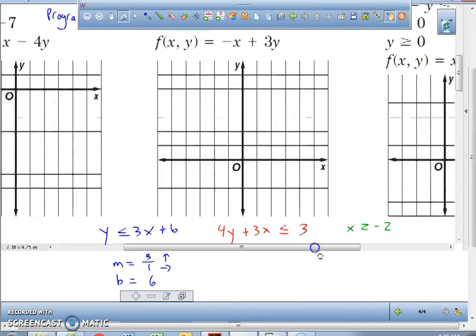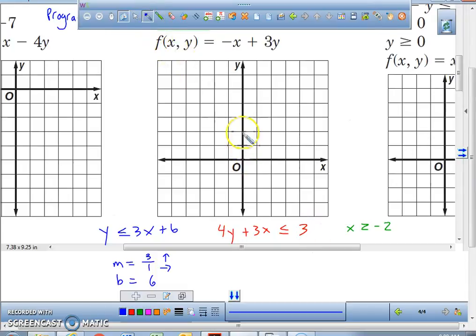Let's plot that. Ready? 1, 2, 3, 4, 5, 6. And we're going to go up 3 units and over. Uh-oh, I don't have enough room. So what can I do? Go down 3 units and over 1 unit. Now, how do you check it? You can check it by doing the reverse. Up 3 over 1.